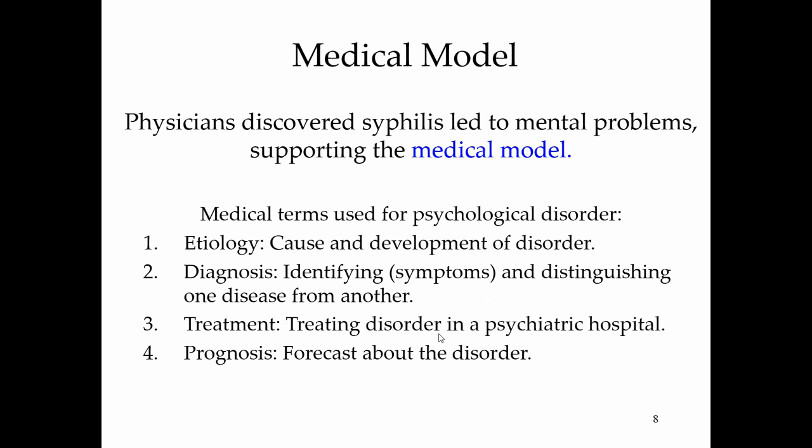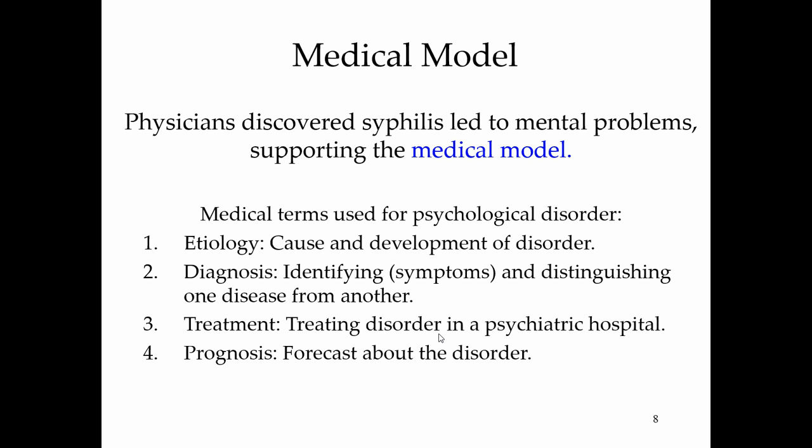One of the things that influenced this is physicians found out that syphilis could cause dementia, loss of mental capacity, and that syphilis, they found, was caused by a germ. So this supported that medical model, and other things like they found out that exposure to mercury could cause hallucinations. So they began connecting our physiology, our biology, with mental problems.